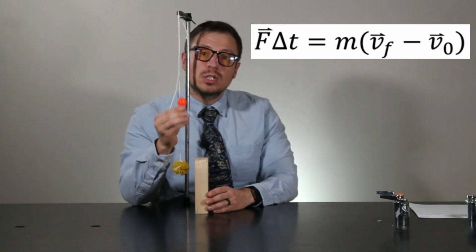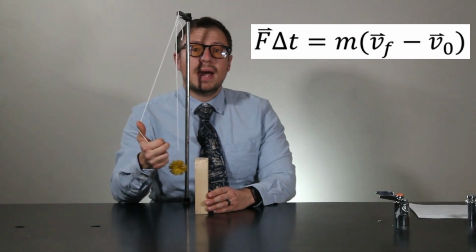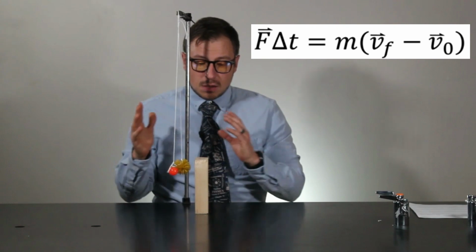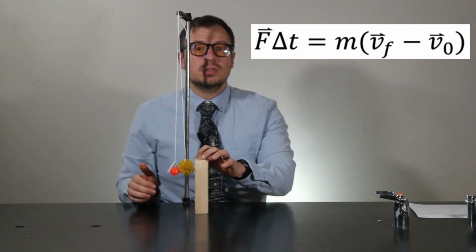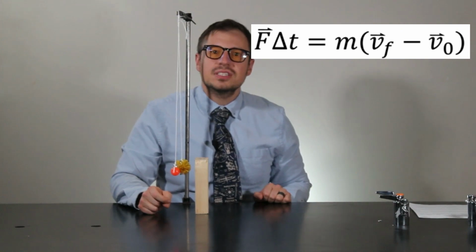The bouncy ball underwent a larger change in velocity because it had to bounce backwards and it applied more of an impulse to this block of wood, knocking it over. Once again, this is the Bounce Lab.